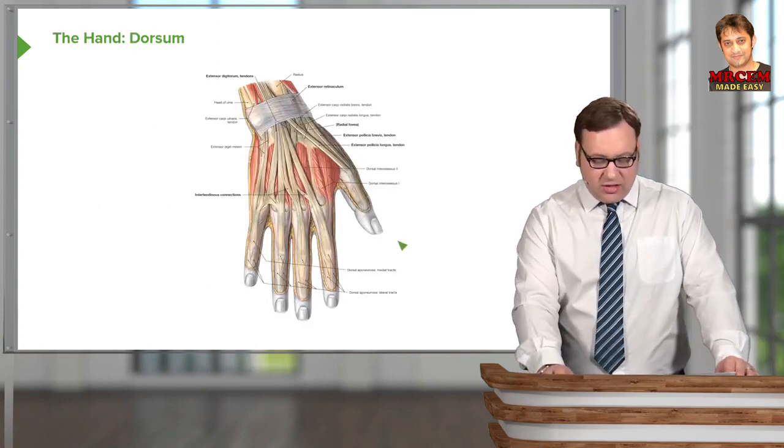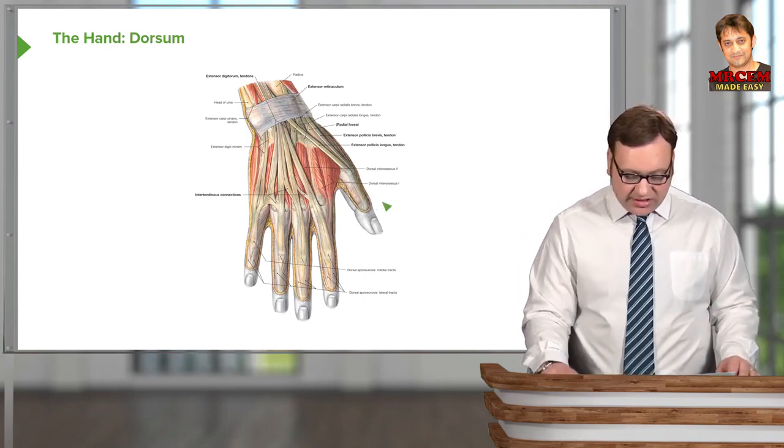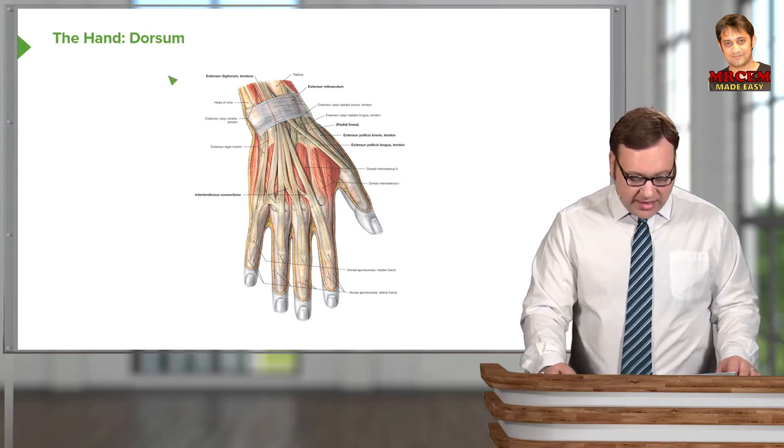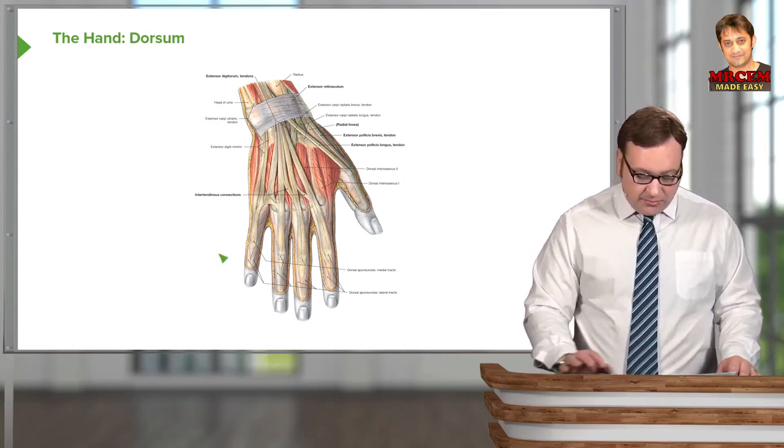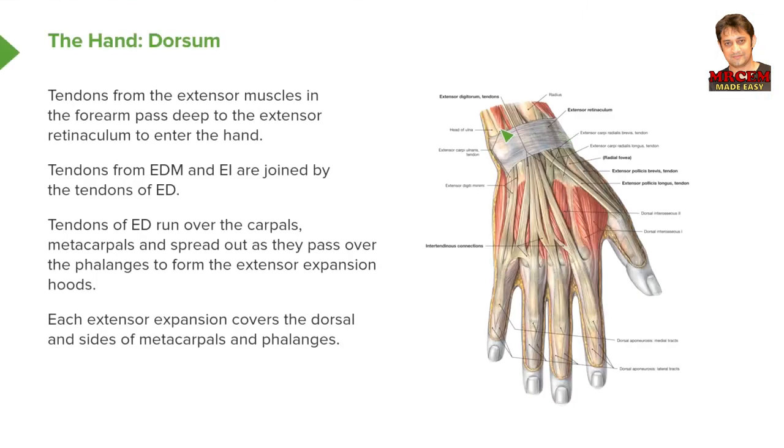So here we can see the dorsal aspect of the hand. It's the posterior surface. We've got the thumb over on this side, so this is the lateral aspect. And here, with the fifth digit, we have the medial aspect. We can see we have the extensor retinaculum here, and we can see that tendons from the extensor muscles in the forearm are passing deep to this structure as they pass into the dorsum of the hand. And this extensor retinaculum is an important thickening of the antebrachial or the forearm deep fascia. It prevents those extrinsic tendons from bowstringing.